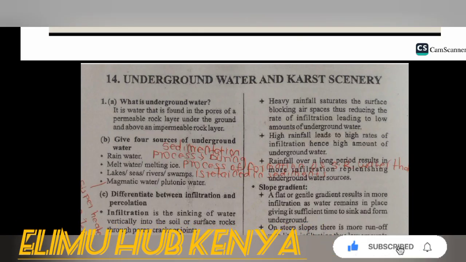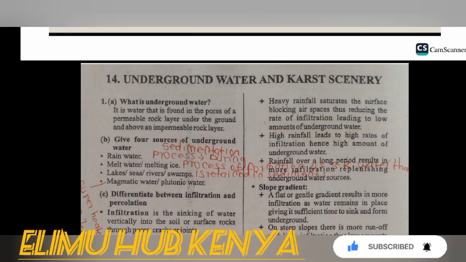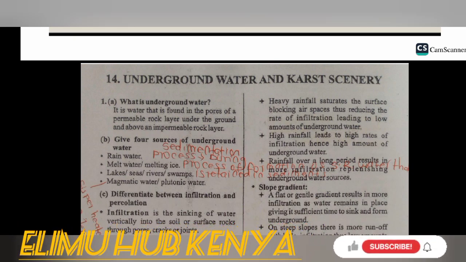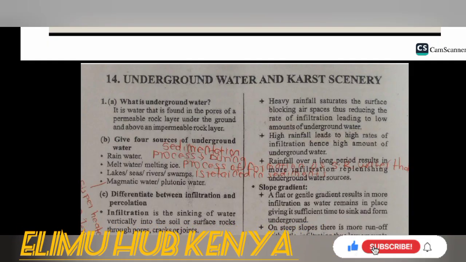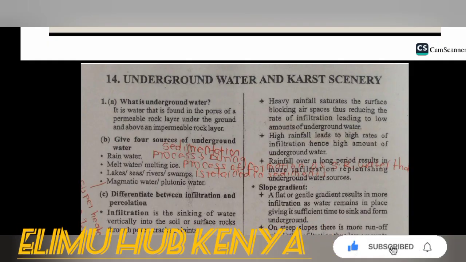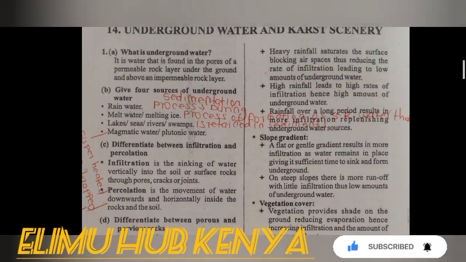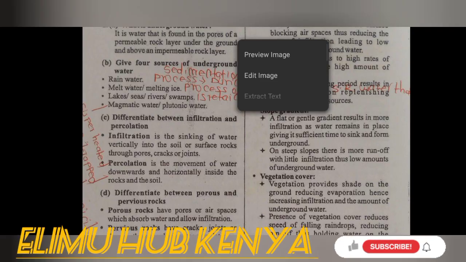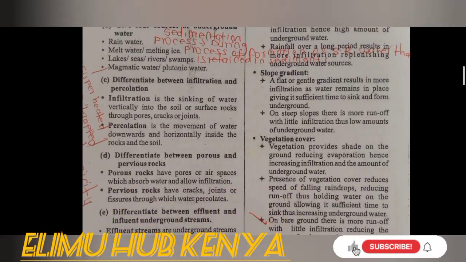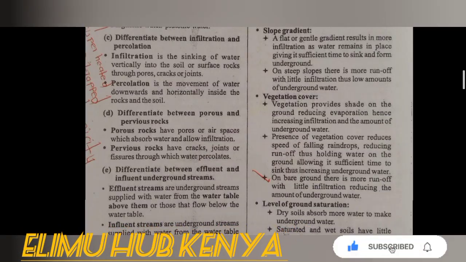And just to wrap that up, in case you have a question asking you to give four sources of underground water, talk about rainwater, meltwater, or what you call the melting ice, the lakes, seas, rivers, or swamps, and then you have the magmatic water. Now, as we move on with this topic, there are some fundamental terms that are very important. You come to understand them, you know their differences as we move along.